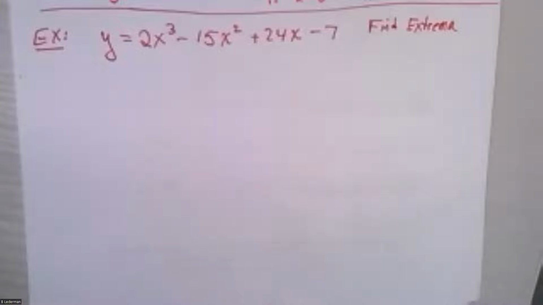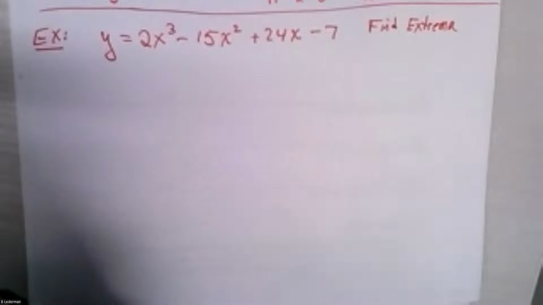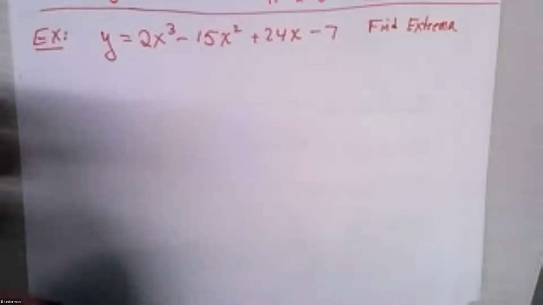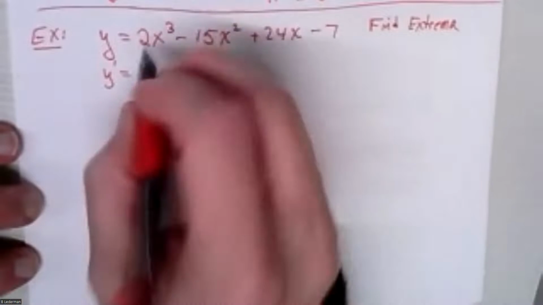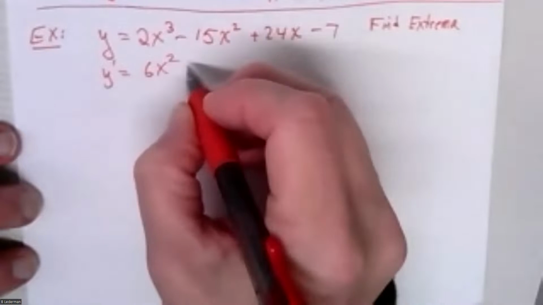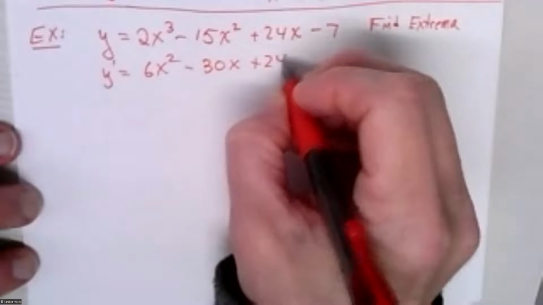Let's look at another problem. y equals 2x cubed minus 15x squared plus 24x minus 7. I want to find the extreme values, and this time I want to use the second derivative test, just to show you how fun and easy it is to use. Alrighty. So we're going to find y prime. y prime is equal to 6x squared minus 30x plus 24.